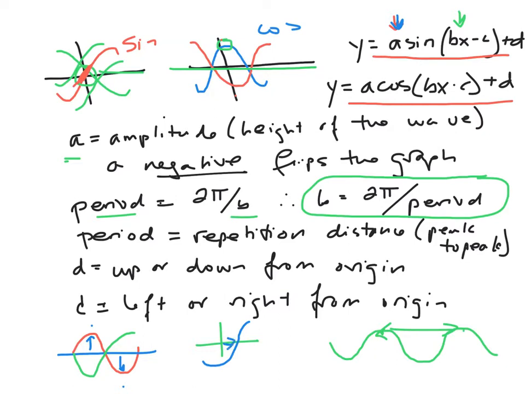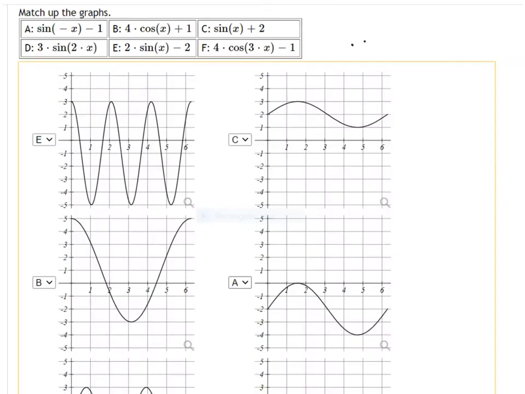And if I've shifted to the right, that's a negative value for C, and if I've shifted it to the left, it's a positive value for C. So let's actually take a look at the questions.